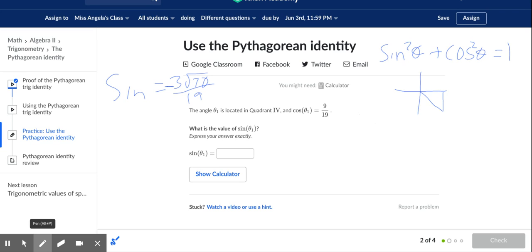It's in quadrant 4. I know that cosine is adjacent over hypotenuse, or the x distance over the hypotenuse. And then I can see that y is in the negative direction. So when I label this, it needs to be negative because y is negative in this direction, right? So I'm going to use my Pythagorean theorem. I have 19 squared equals 9 squared plus, I'm just going to use b again, b squared. So I'm going to subtract 9 squared from both sides.